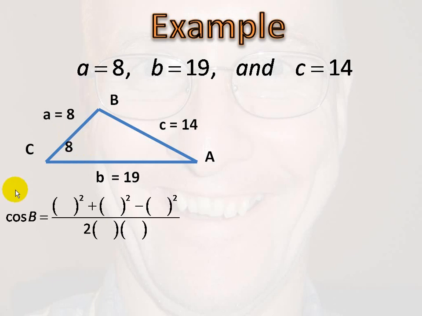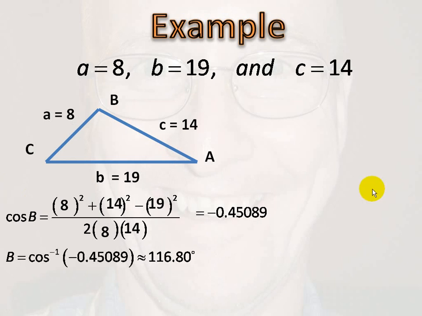So I put in the a squared, the c squared, and the b squared. Then down in the bottom, 2ac, make that computation, and I get negative 0.45089. Take the inverse cosine, and I have that B is 116.8 degrees.